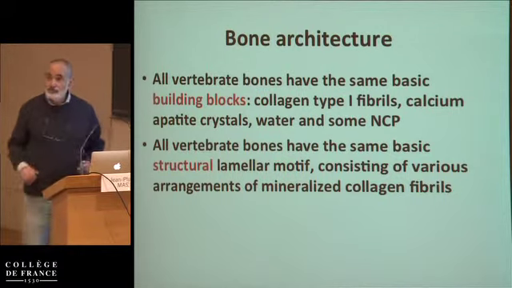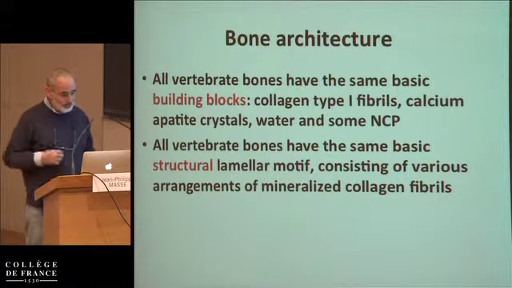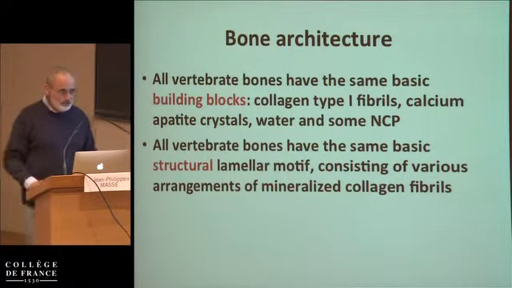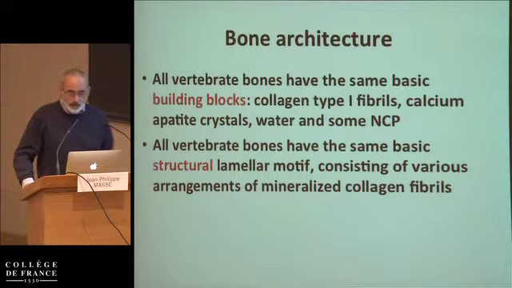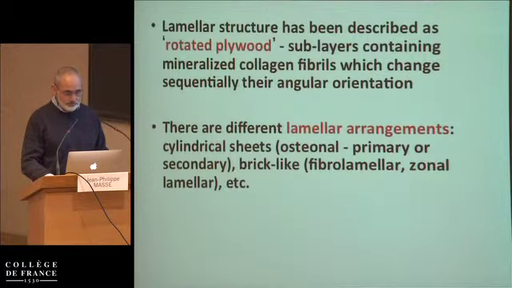All vertebrate bones have a few same basic principles. In particular, the building blocks, which are collagen type 1 fibrils, calcium apatite crystals, water, and some non-collagenous proteins. And also, all vertebrate bones have the same basic structural, architectural motif, which is the lamellar motif that consists of various arrangements of these mineralized collagen fibrils.